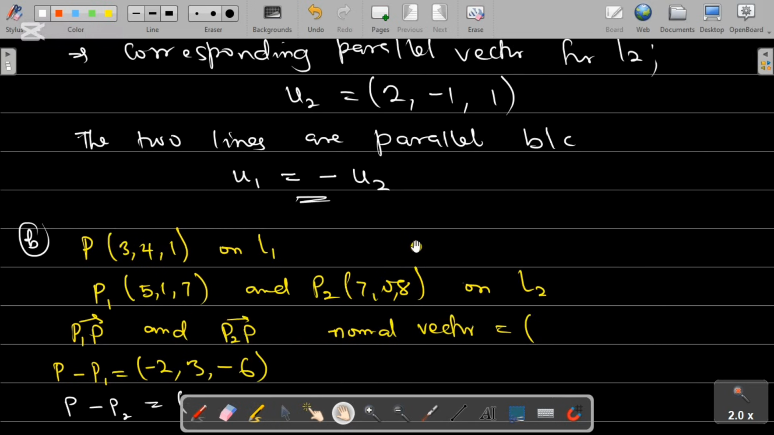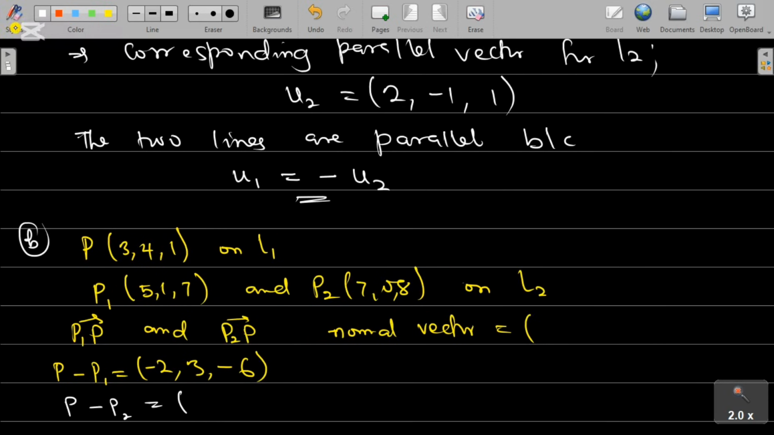Okay, let's just try to manage this space, and then we go again to another page. So our P2P is P minus P2. So P minus P2 will be 3 minus 7, which is minus 4. And then 4 minus 0, which is 4. And then 1 minus 8, which is minus 7.